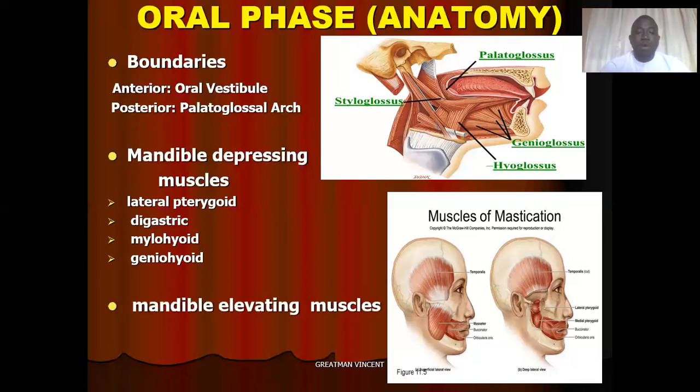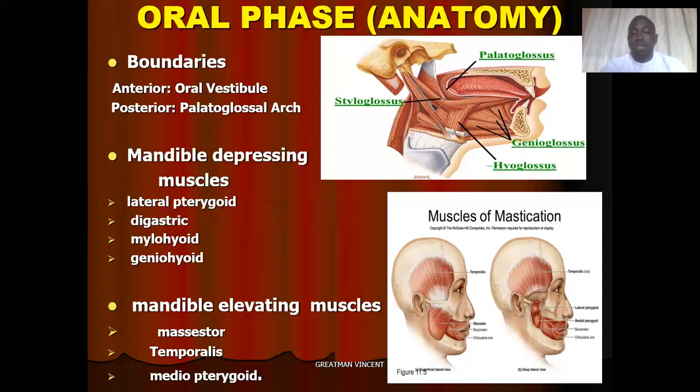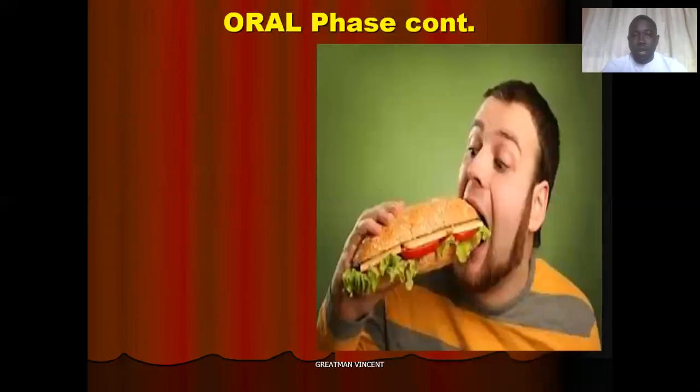So, and then of course, we also have mandible elevating muscles, where you can talk of the masseter muscle. You can also talk of the temporalis, and then of course the medial muscles. These and many other muscles ensure that your mandible is moved up and down so that the grinding process can effectively be achieved. So this is more of the oral phase.